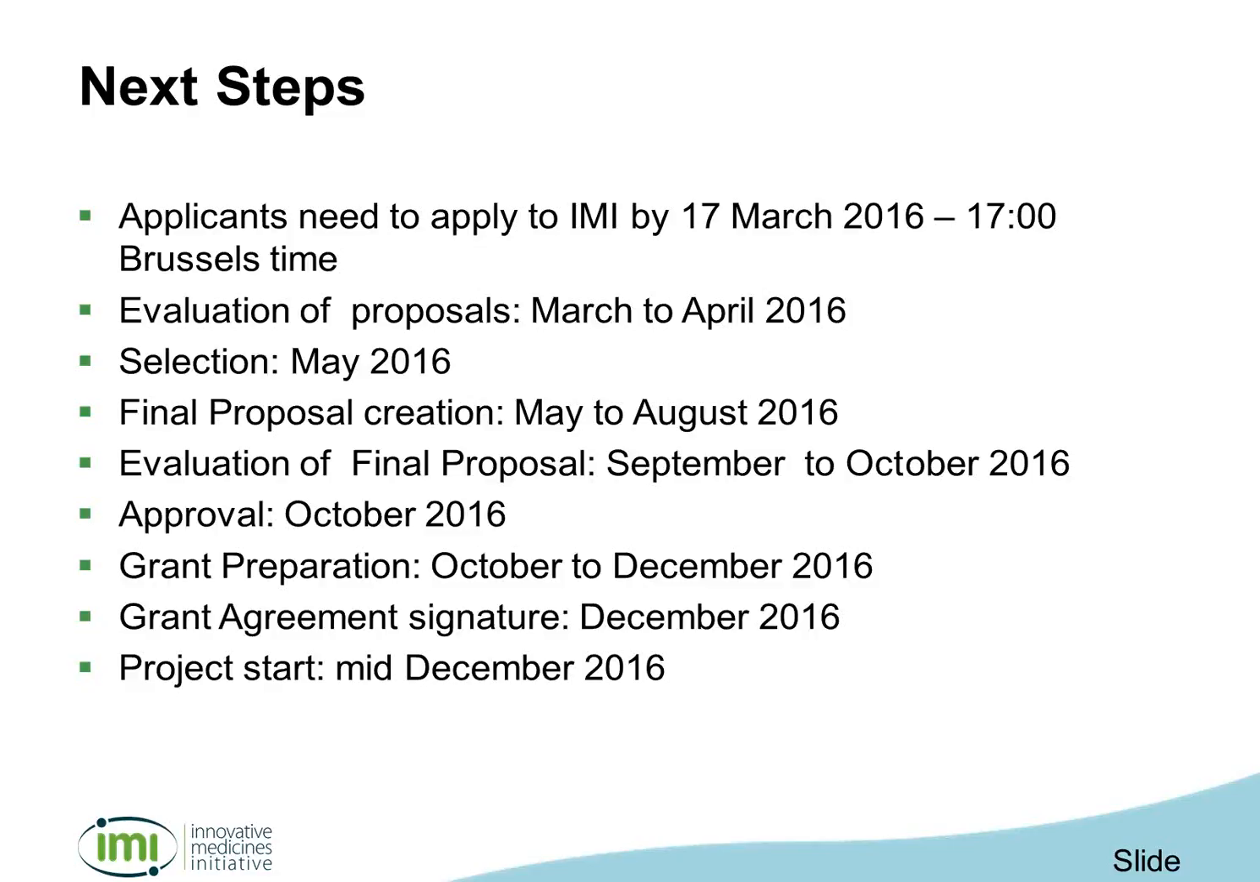That's also important that people realize if you're going to be selected for this consortium, it will be expected that you will have to work this summer on this proposal. The evaluation, so that means the final proposal needs to be submitted and it will be evaluated from September, October, and we hope to gain approval in October of this year. Then from October to December of this year, there will be grant preparation, hopefully with a final signature in December, and we can start the project mid-December of 2016.